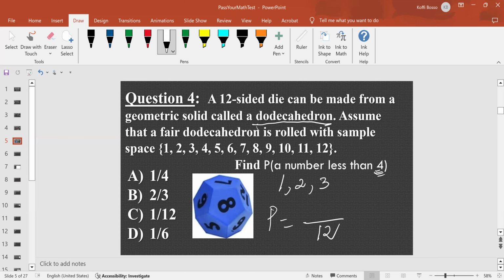Now, how many numbers do we have less than 4? We have 3 numbers. So at the top we have a 3. And there is no choice of 3 over 12, which means we need to reduce. To reduce this, we divide 3 by 3, which is 1, and 12 divided by 3, which is 4. Therefore, the correct choice is A.